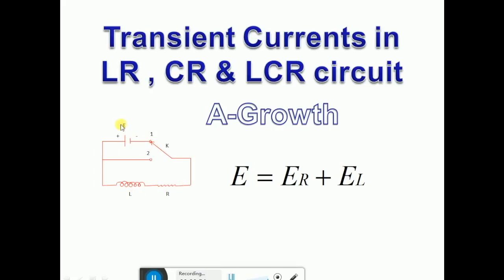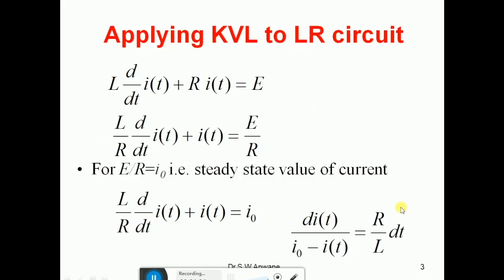Whatever potential that battery delivers, some part is developed across the inductor and some across the resistor. So this is Kirchhoff's voltage law. Now, the drop across the inductor can be written as L d/dt of I(t) plus R into I(t), that is Ohm's law, equal to the total battery potential.